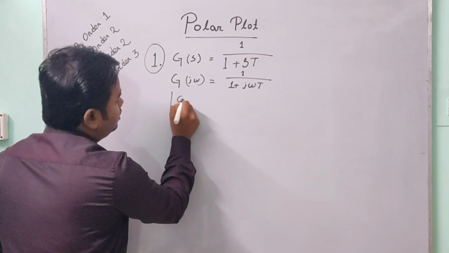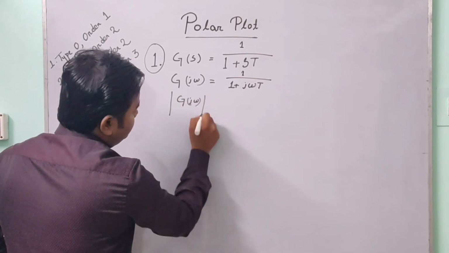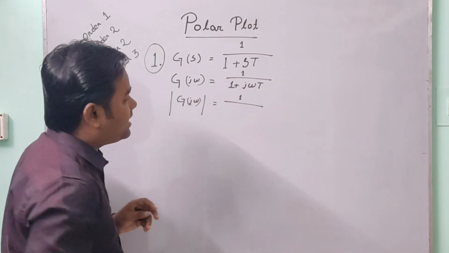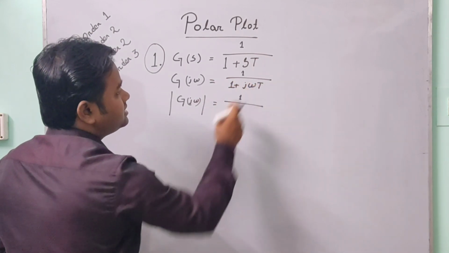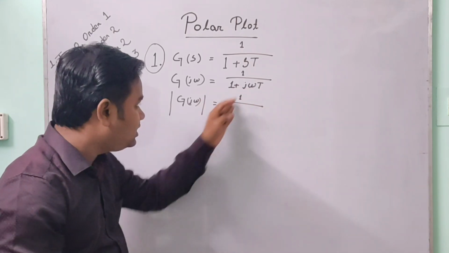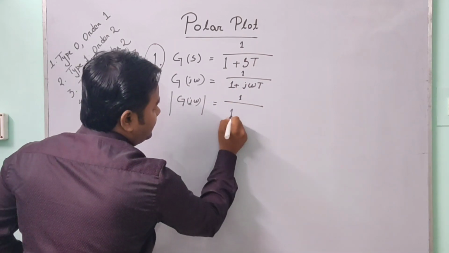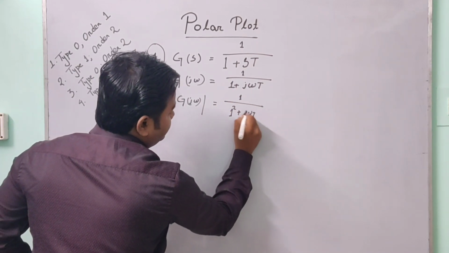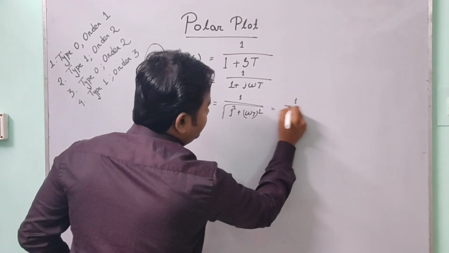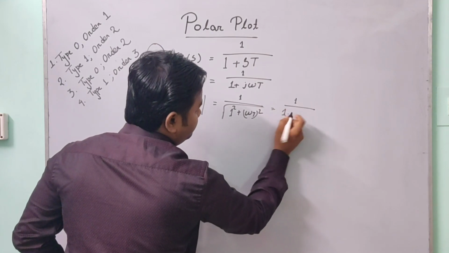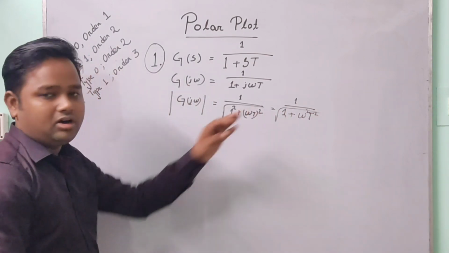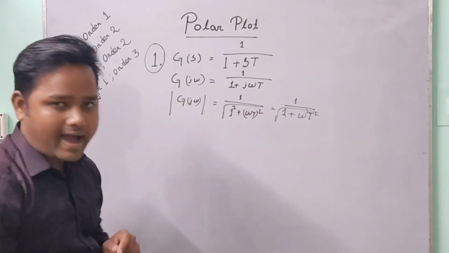So the magnitude of G(jω) is equal to, in the upper side the magnitude is 1, and in the lower side, since this is a complex number a + jb, its magnitude will be the square root of a square plus b square. So here the magnitude will be the square root of 1 square plus ω square T square. That implies the magnitude value will be 1 divided by the square root of (1 + ω²T²). This is the magnitude. Then we have to go for the angle part.